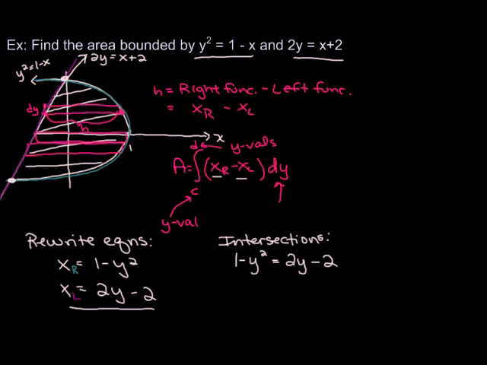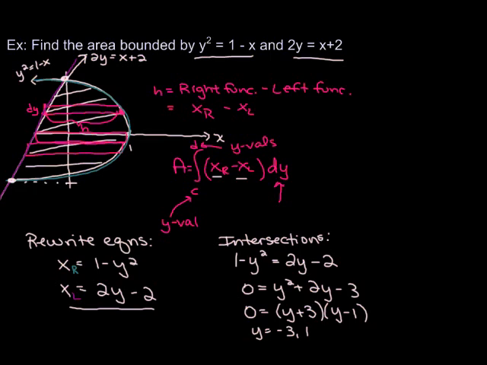Okay, so now we're solving for values of y. I see I have a quadratic, so I've got to get this set equal to 0. So 0 is going to equal y squared plus 2y minus 3. This will factor as y plus 3 and y minus 1. And this will give me that y is equal to negative 3 and 1. Okay, so now in my graph, I'm integrating from y equals negative 3 up to y equals 1.